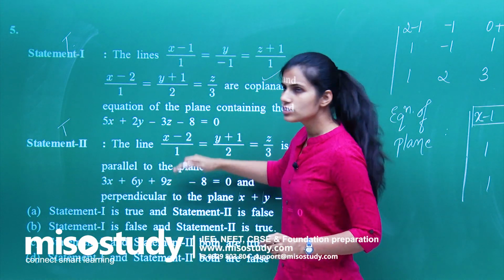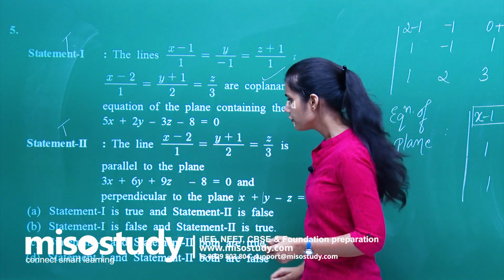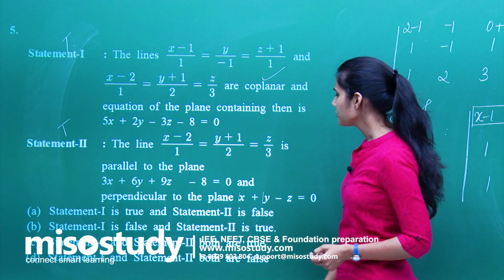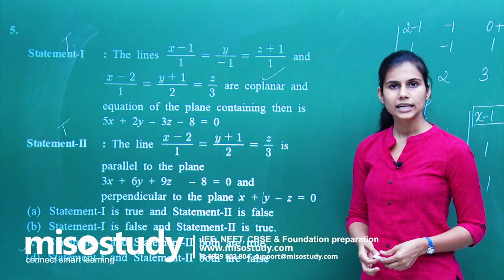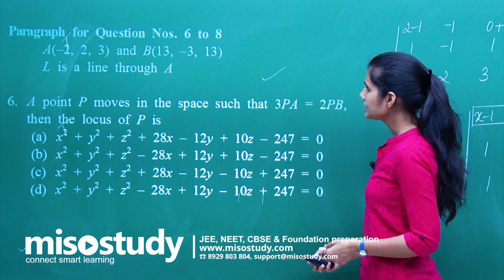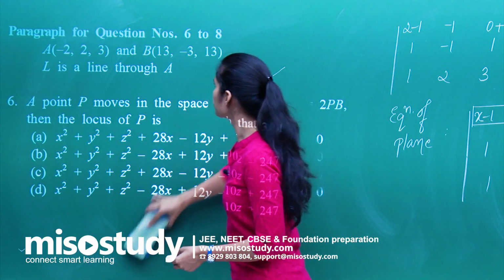But yes, statement 2 is not leading to statement 1, or statement 1 is not leading to statement 2. Fine. Therefore, statement 1 and statement 2 both are true. Clear? Next, let's see what we have. We have paragraph question now. So what does it say?